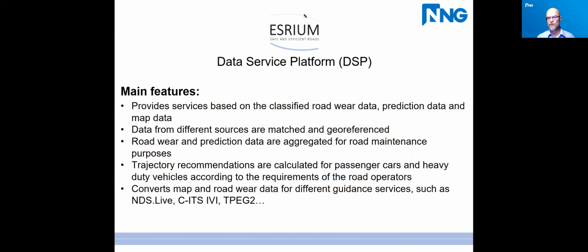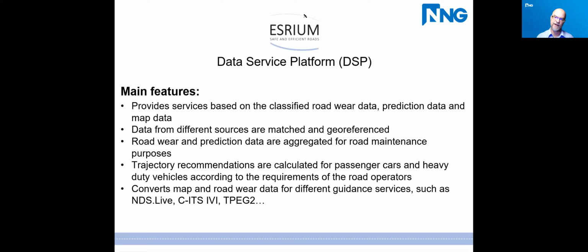So the data service platform main features. It provides services based on the classified roadware data, prediction data, and map data. So we have all these different layers on top of each other. And these data from different sources are map matched and geo-referenced. So it is very important to understand that everything will be on the right position, on the right section of the map. Roadware and prediction data are aggregated for road maintenance purposes.